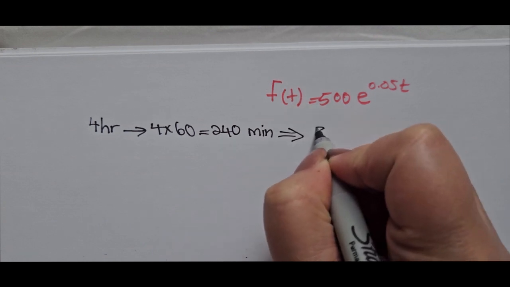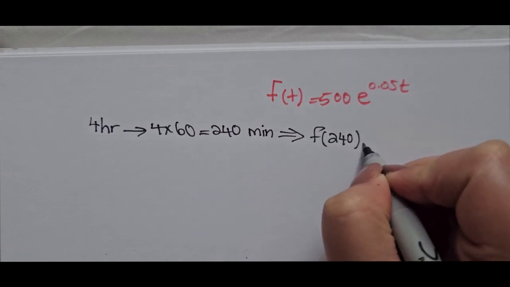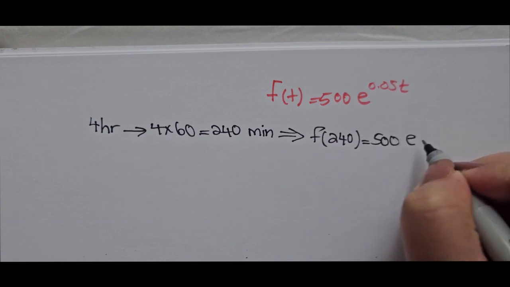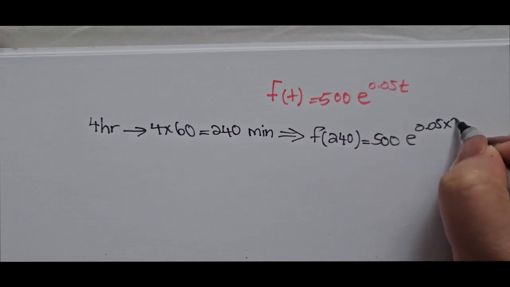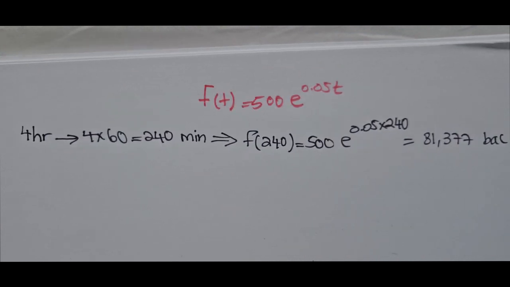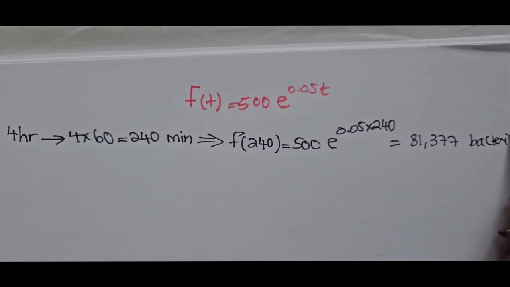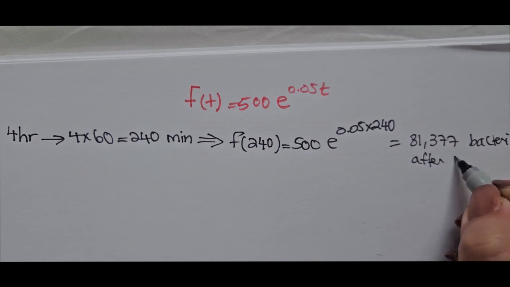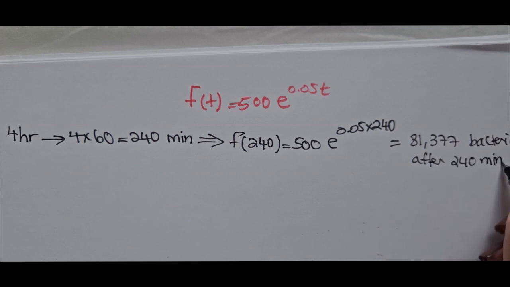So now what I have to do is just find f of 240, which is 500 e to the power 0.05 times 240. So if you calculate the final answer, it will be 81,377. So 81,377 bacteria after how many minutes? After 240 minutes. Okay, this is the answer. But we're not done yet.